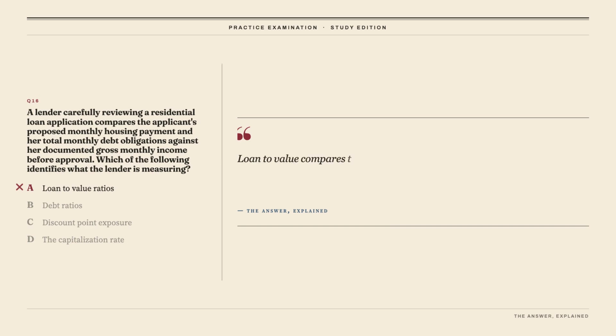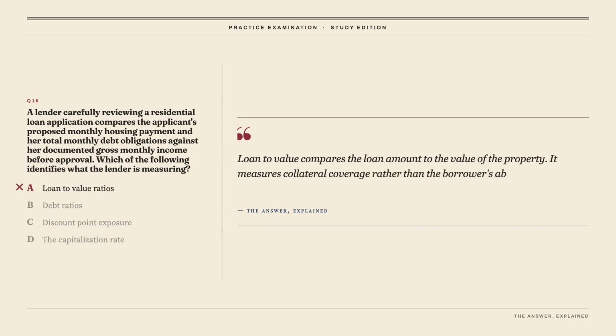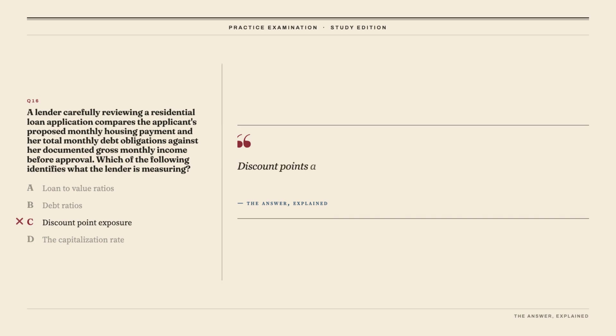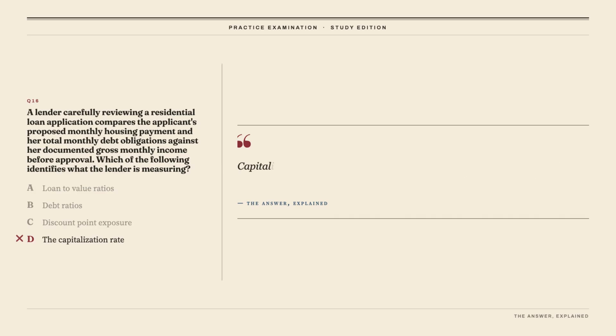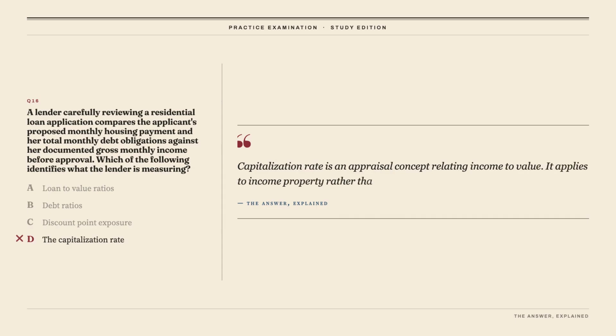A is wrong because loan-to-value compares the loan amount to the value of the property. It measures collateral coverage rather than the borrower's ability to make payments from income. C is wrong because discount points are prepaid interest paid to buy down the rate. They affect the cost of the loan rather than serving as an underwriting measure of capacity. D is wrong because capitalization rate is an appraisal concept relating income to value. It applies to income property rather than to a residential borrower's household budget.